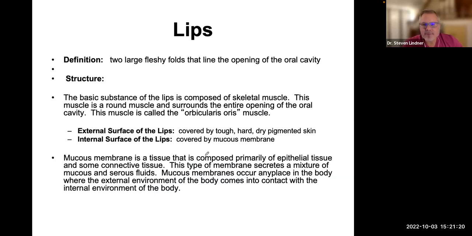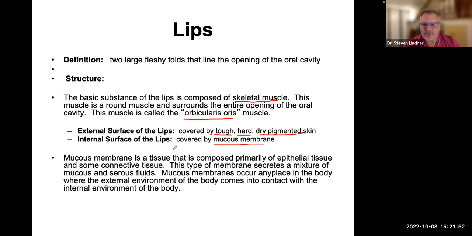So the lips, these are two large fleshy folds. They line the opening of the oral cavity. They're composed of skeletal muscle, referred to as the orbicularis oris. The external surface and internal surface are a little bit different. The external surface is covered by tough, hard, dry, pigmented skin, and the internal surface is covered by mucous membranes.